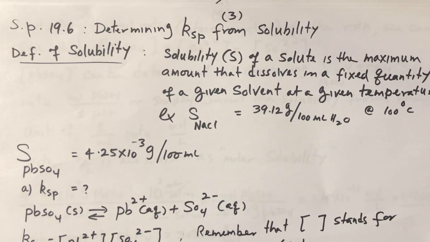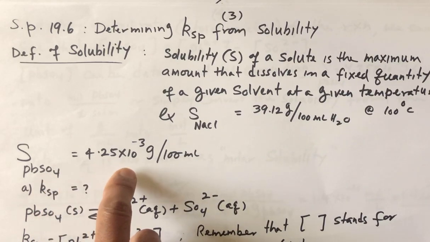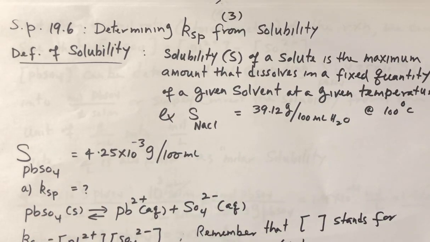Now, this problem is giving us the solubility of lead sulfate, PbSO4. According to this problem, the solubility is 4.25 times 10 to the negative 3 grams per 100 milliliters of solution. In other words, the maximum amount of lead sulfate that can be dissolved in 100 milliliters of an aqueous solution is 4.25 times 10 to the negative 3 grams. The question is, what is the KSP based on this solubility data? What is the KSP for lead sulfate?